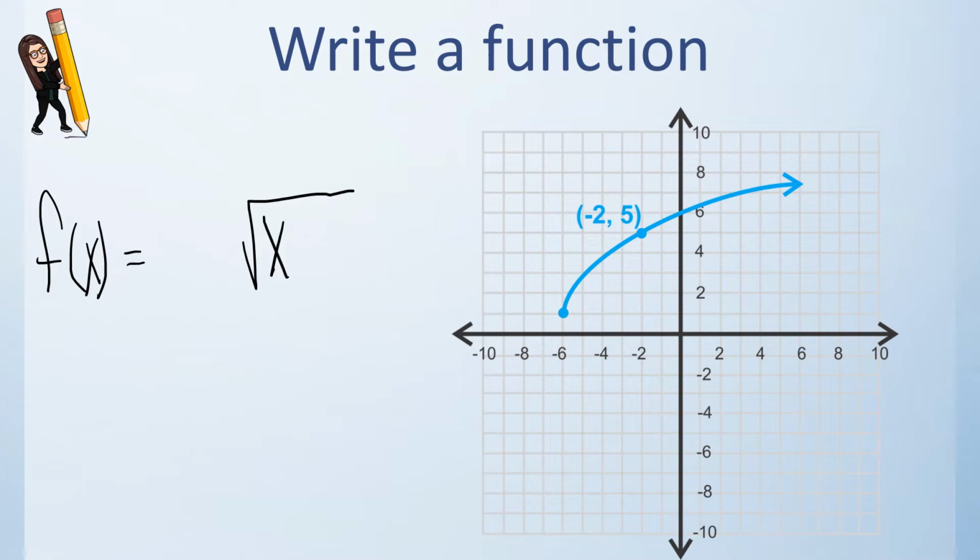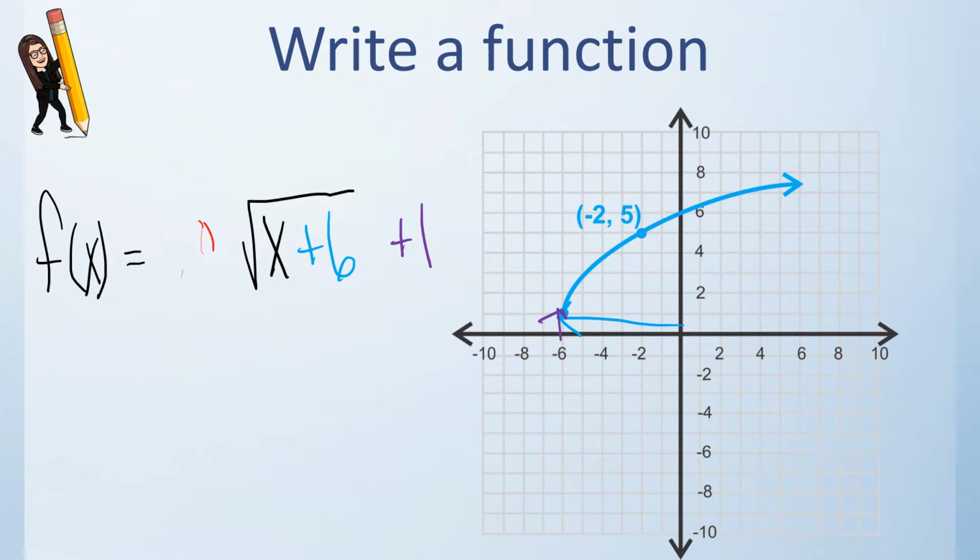The starting point is moved left 6, so we write that as a +6 in the function for my horizontal shift. My vertical shift is up 1, so we want to add 1 on the outside of the function. It's a positive function because it's going up and to the right. But the piece that I don't know is the a value.